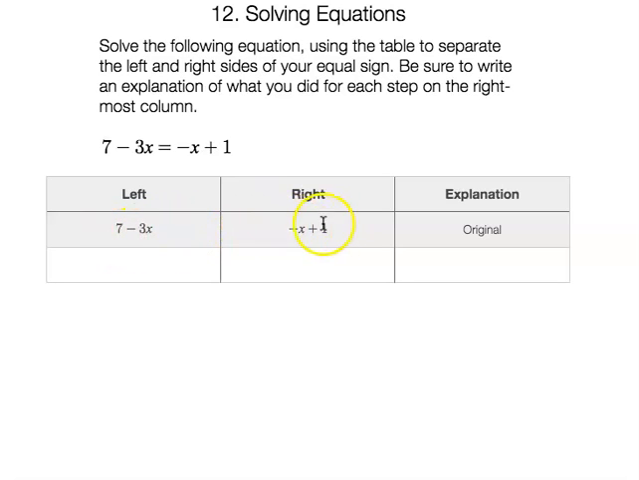So when I look at these, it really doesn't matter what side. If you always want to solve it to the left, that's fine. If you want to solve it and get your x to the right, you can. What I'm going to do is add 3x to both sides.